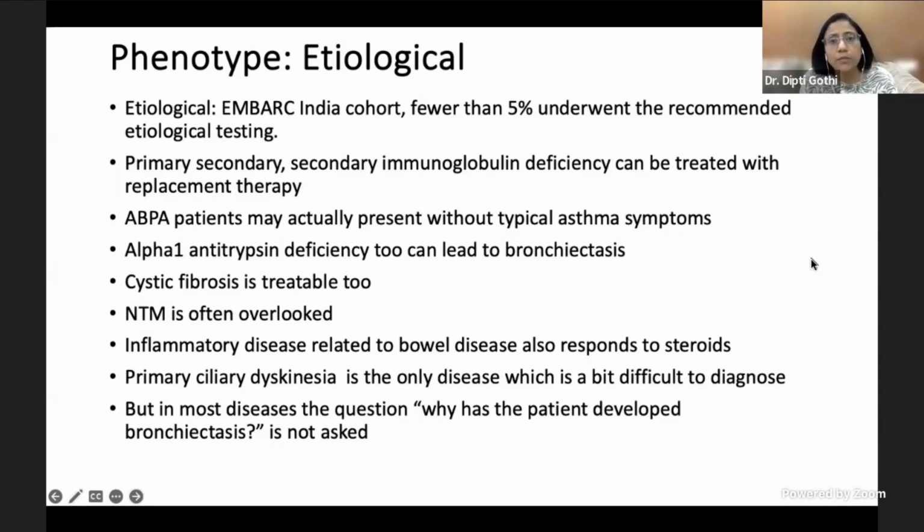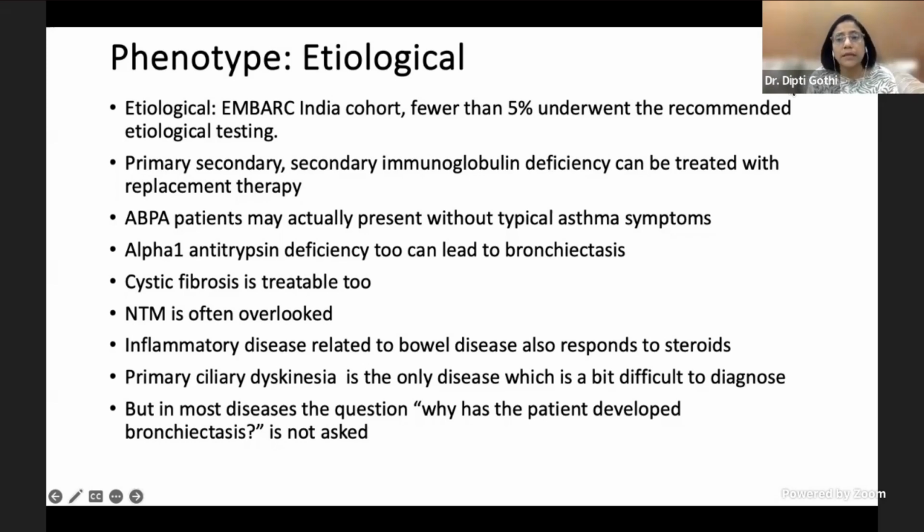And etiology can be in terms of immunoglobulin deficiency; one can treat with replacement therapy. It can be ABPA, which would have a proximal bronchiectasis; of course, asthma line of management plus steroid. Alpha-1 antitrypsin deficiency also: I've hardly ever seen anybody really working up alpha-1 antitrypsin deficiency when they have seen bronchiectasis. Cystic fibrosis is treatable too. There are CFTR medicines available, and they work really well. NTM is often overlooked. Inflammatory disorders like inflammatory bowel disease need steroid. In bronchiectasis one would shudder to give steroid, but in inflammatory disease, yes, you need to give steroid.